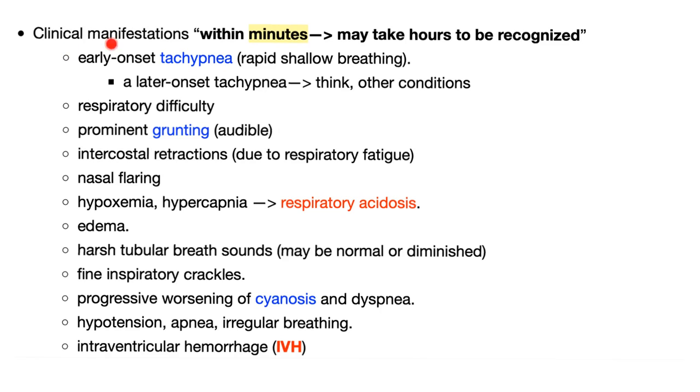What are the clinical manifestations of a baby born with respiratory distress syndrome but he's alive? Early onset tachypnea within minutes. Later onset tachypnea, think other condition. For respiratory distress syndrome, the tachypnea has to be early. Respiratory difficulty, no wonder we call it respiratory distress syndrome. There is no surfactant. Prominent grunting.